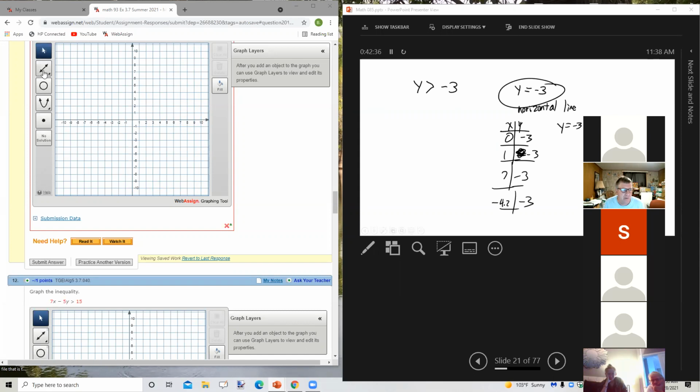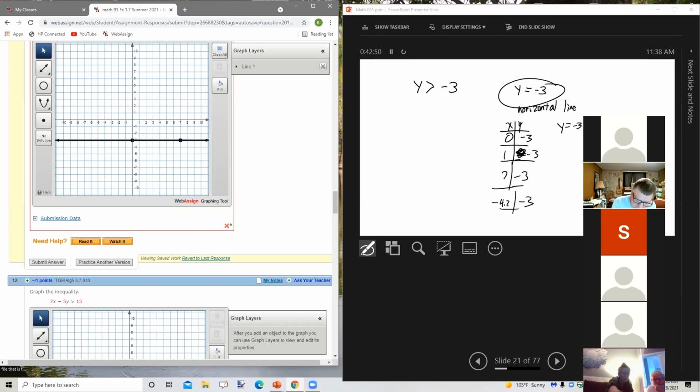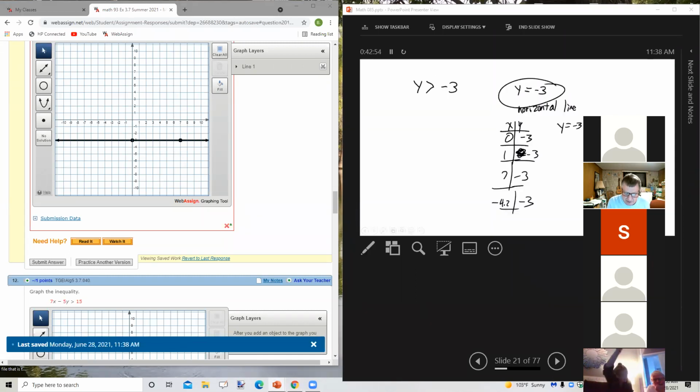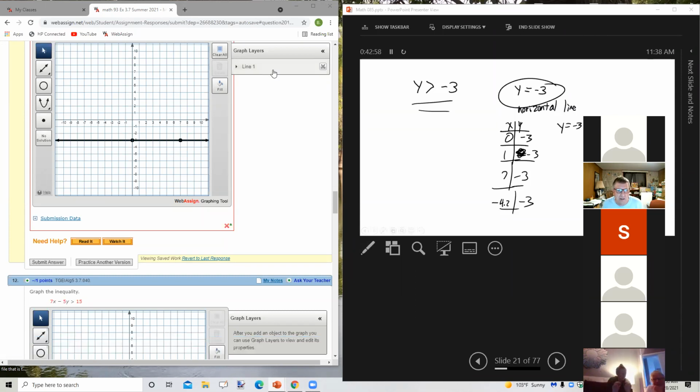So how does that look? Well, we're going to have a horizontal line. Here's 0, -3, and here's 7, -3. Okay, so there's our horizontal line. But wait, it said y is greater than -3. So it doesn't include it, so that line is going to be dashed.